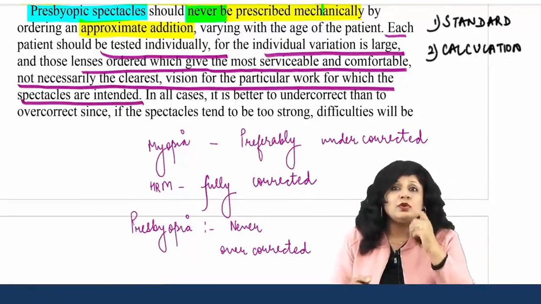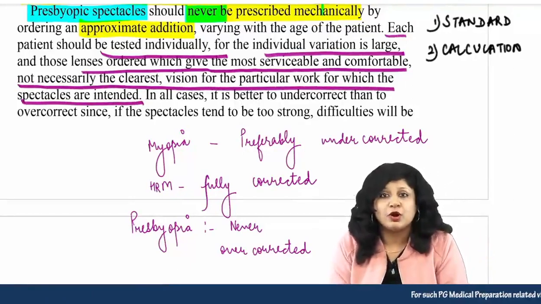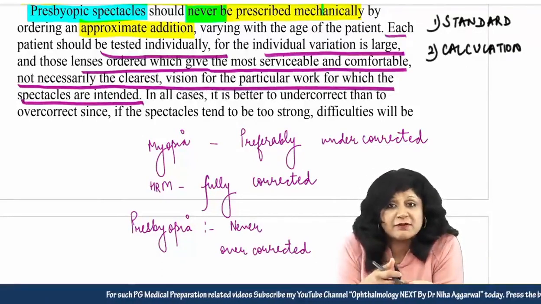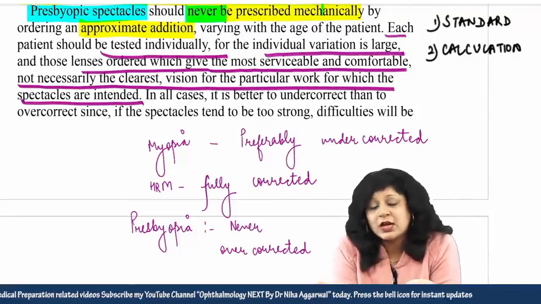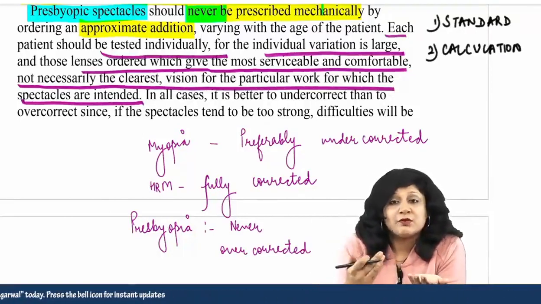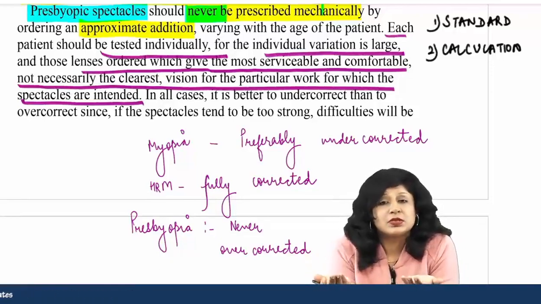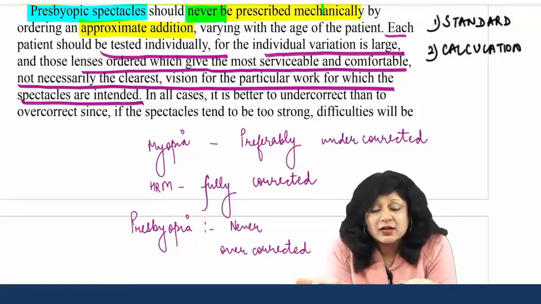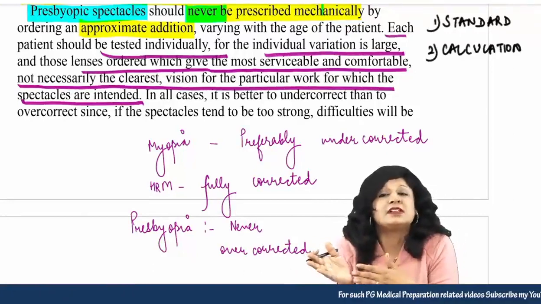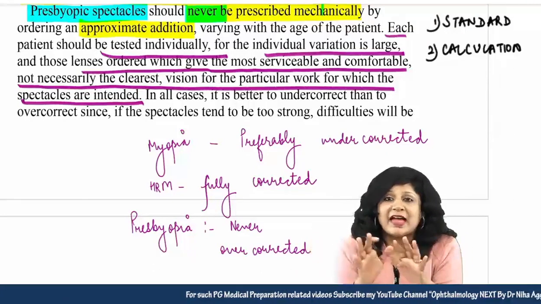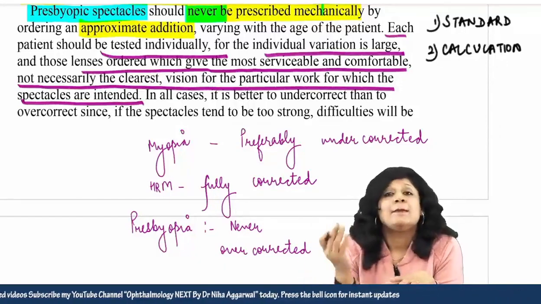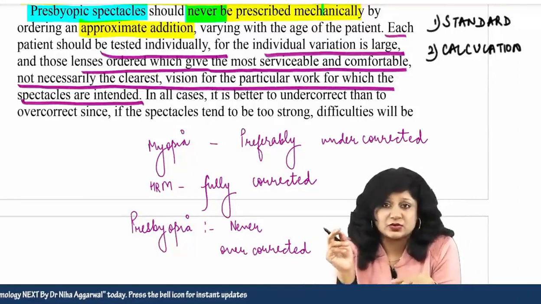So don't go for the clearest vision, because the lenses you are giving for presbyopia are convex ones. If I am giving +1 and the patient is able to see, obviously if I give +2, the patient will see clearer. So you have to give the lowest power at which the person is able to work normally and is comfortable doing the near work. We don't have to go for the clearest vision, because it should never be overcorrected. This has to be kept in mind.